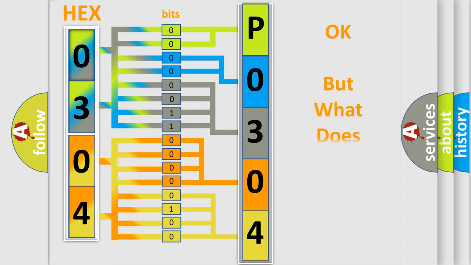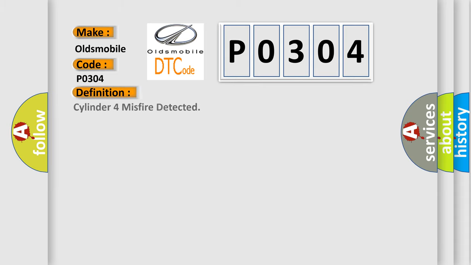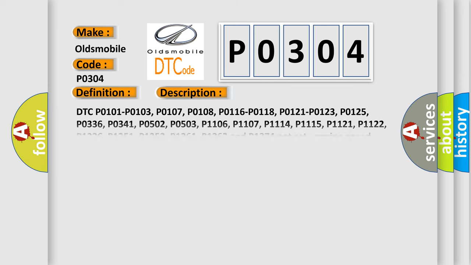The number itself does not make sense to us if we cannot assign information about it to what it actually expresses. So, what does the diagnostic trouble code P0304 interpret specifically for Oldsmobile car manufacturers? The basic definition is cylinder 4 misfire detected. And now this is a short description of this DTC code.